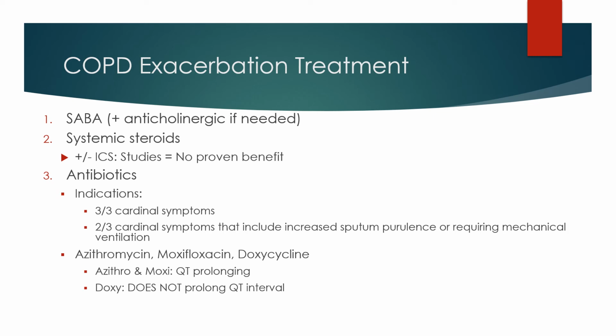Antibiotics. These should be used if all three cardinal symptoms are present. Those include dyspnea, cough, and sputum, or if only two of the three are present, but one includes increased sputum purulence, or if the patient is requiring mechanical ventilation. The three antibiotics used include azithromycin, moxifloxacin, and doxycycline. Remember, azithromycin and moxifloxacin cause QT prolongation, so these are contraindicated if the QTc is greater than 470. In this case, you should use doxycycline, which does not prolong the QTc.